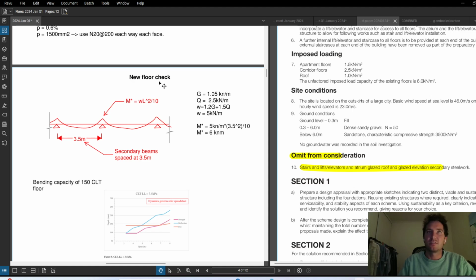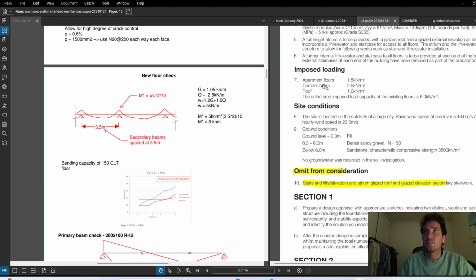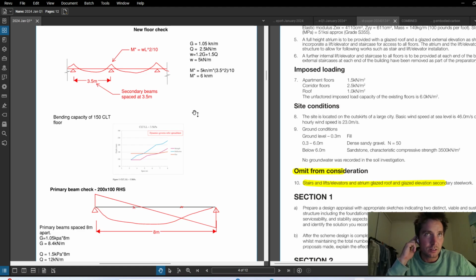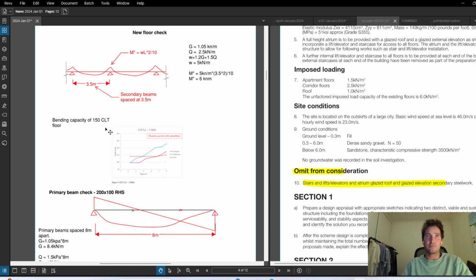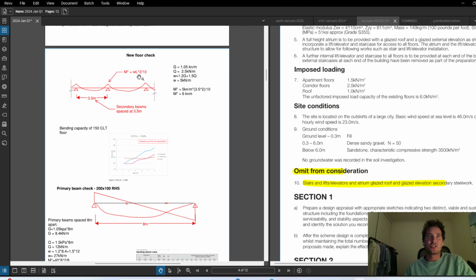My moment is roughly WL squared on 10 for a one-way spanning system with multiple supports. Here are some basic loads that I've just taken off the brief to get my bending moment. And if anyone's got some, I looked forever to get some bending capacities for CLT, but all of the documentation that I found was talking about how CLT floor plates are typically governed by vibration and footfall analysis, as opposed to your traditional strength checks that we might do for concrete and steel.